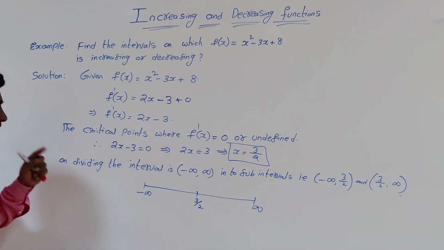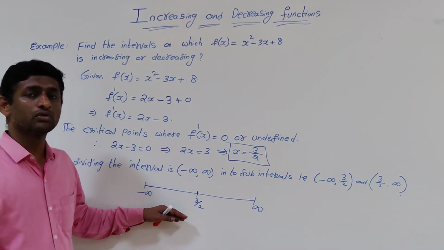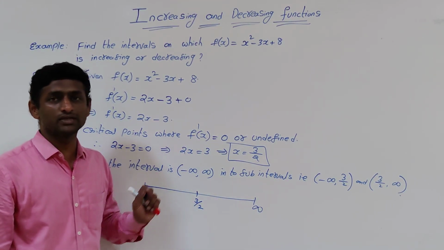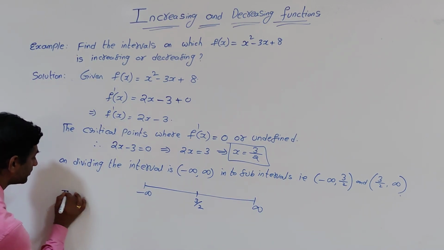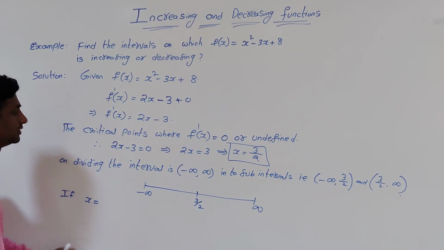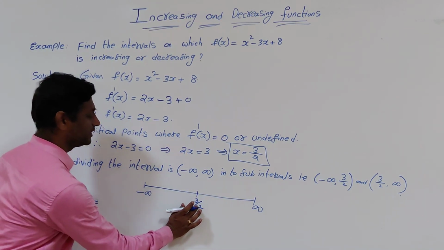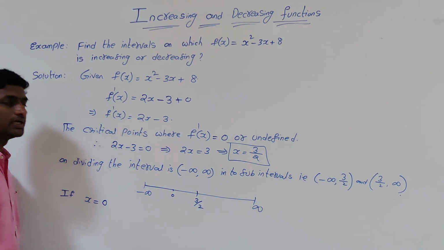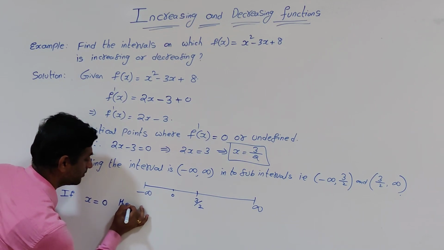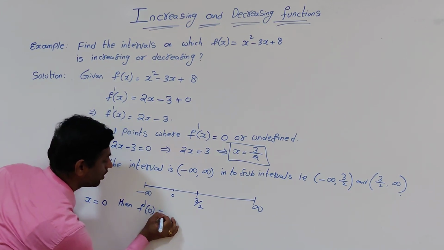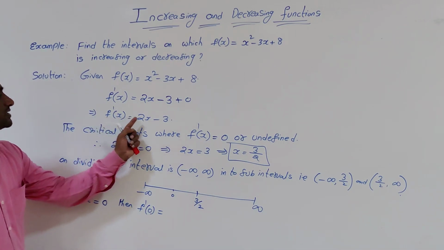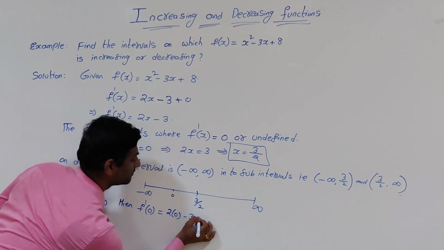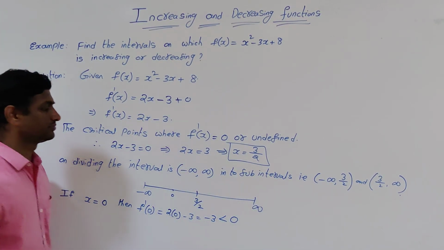Now after dividing the intervals, we have to go for the third step, check the sign of f dash of x. You choose any point in between -infinity to 3 by 2. If I go for 0, then 0 is in between. Then f dash of 0, what will be f dash of 0? As f dash of x is 2x minus 3, then f dash of 0 will be 2 into 0 minus 3, which is minus 3, less than 0.